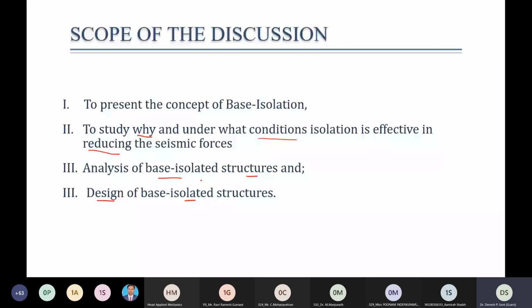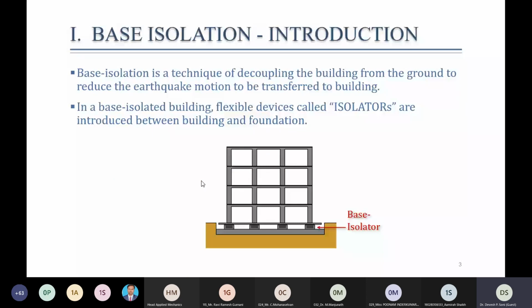So starting with the first part, concept of base isolation. Many of you might be aware of the concept of base isolation. However, we will quickly review it. As you know, in a base isolated structure, there is a flexible layer introduced between the superstructure and the foundation. Because of this flexible layer called base isolator, the fundamental period of the building increases, and thereby the lateral forces acting on the system reduce. So this is the overall principle of seismic base isolation.